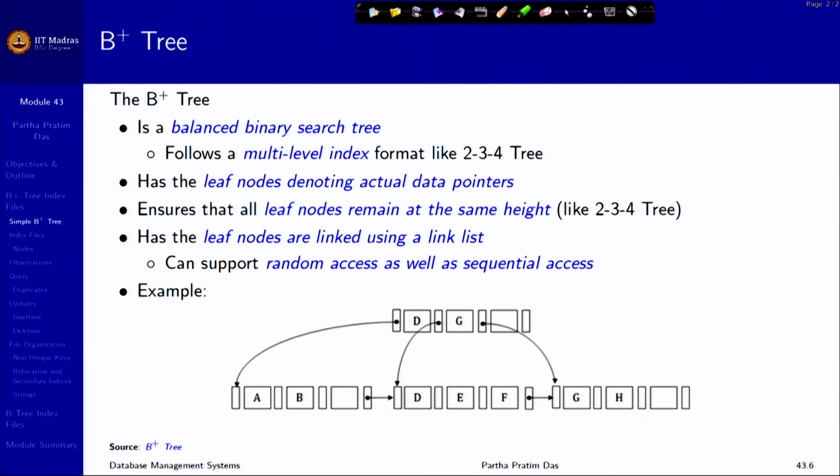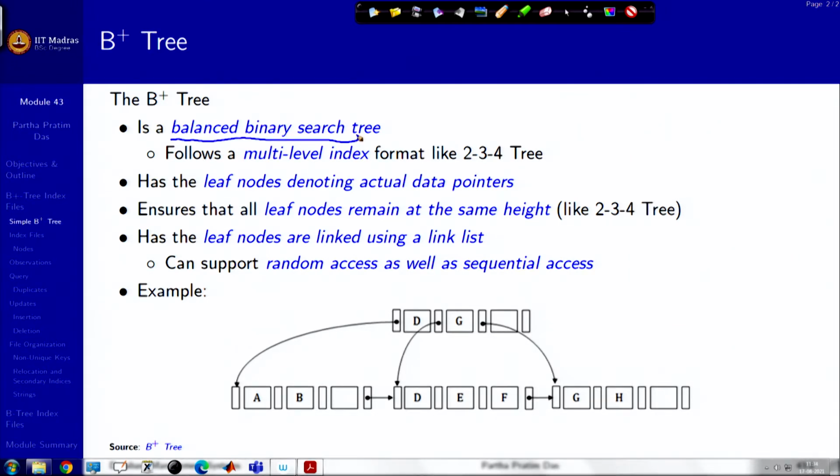We will have a more actual database oriented example later on, but just to define, a B plus tree is a balanced binary search tree. It will always have a height of some log of the number of nodes. The base of that will be decided, but it will certainly be more than 2.